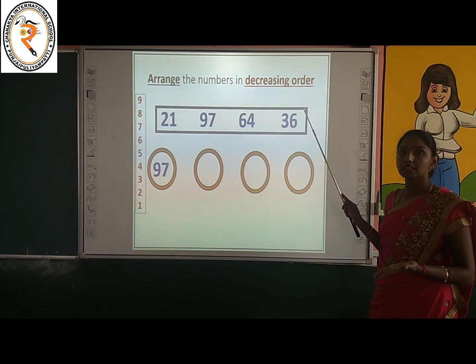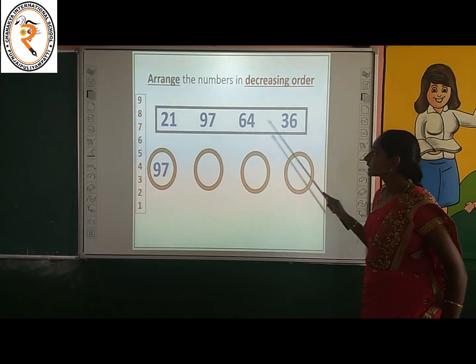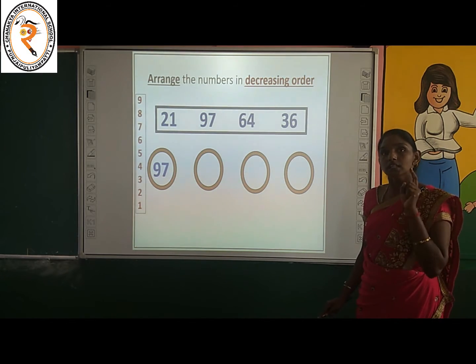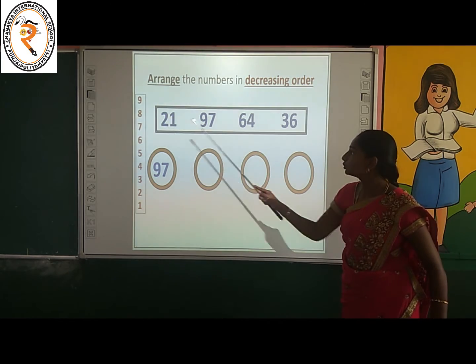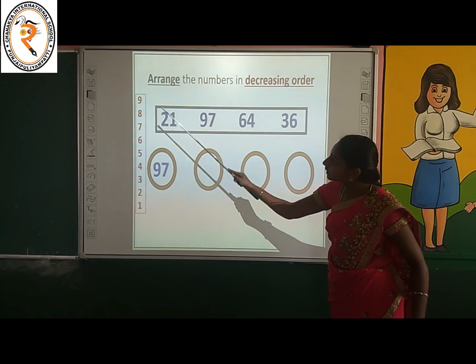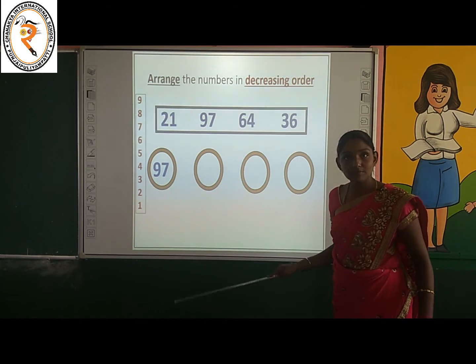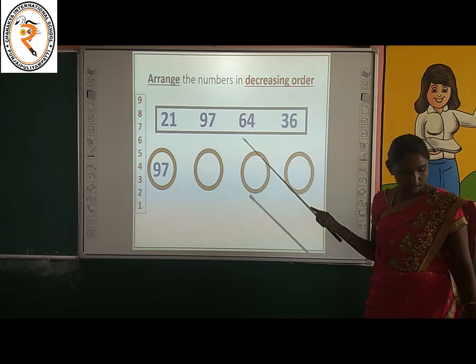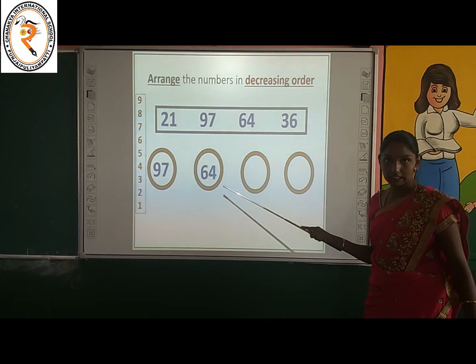Now again repeat this step. From these 3 numbers we have to find the biggest number. Again compare digits in the tens place. 2, 6, 3. See here. 6, 3, 2. Which is biggest? Yes, 6. That means 64 is the biggest. Very good. Write it in the second circle.